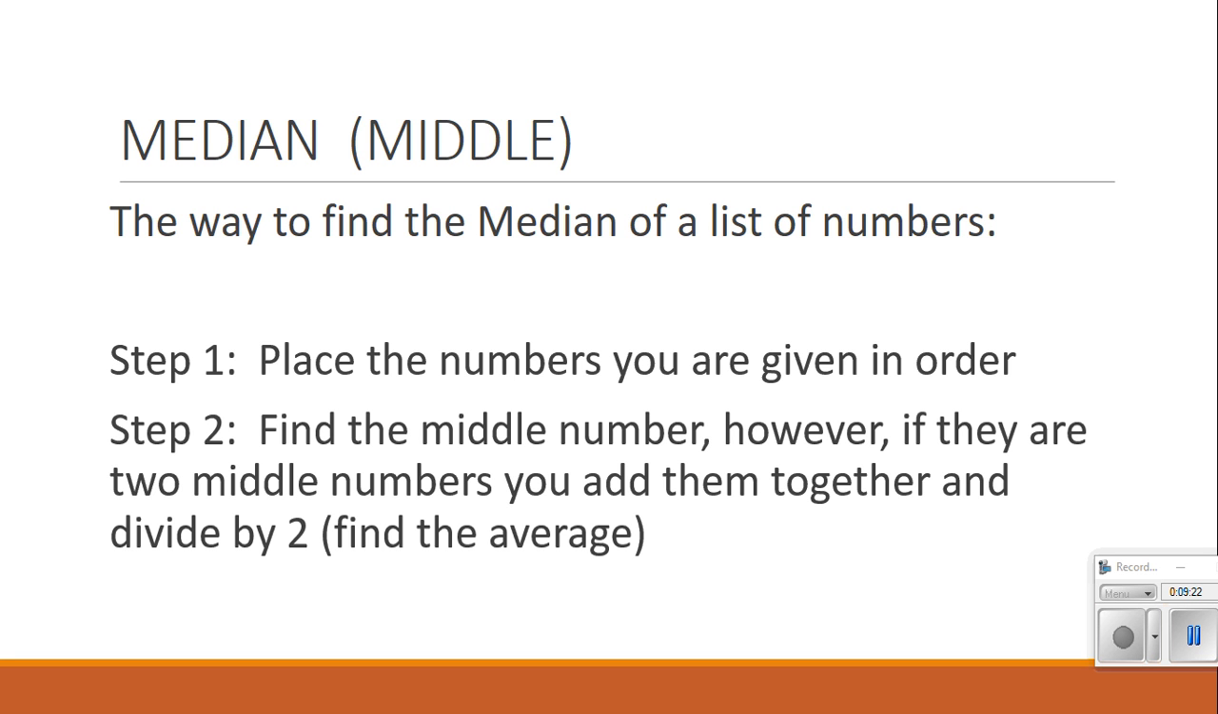Now here's the big deal though. If you find the middle number and there's 2 left over, how do you find the middle number? Well, you have to add them together and divide by 2. So if there's not just one number in the middle, but 2 numbers in the middle, you have to average those 2 numbers. So add them together and divide by 2.